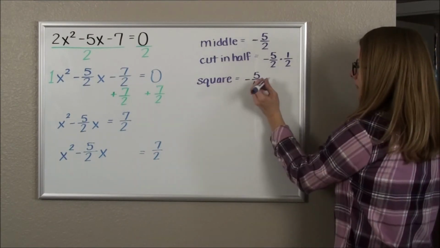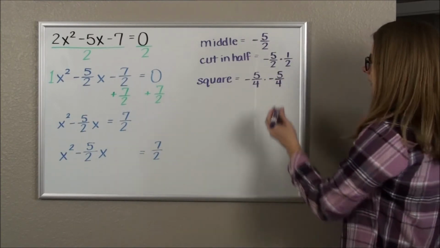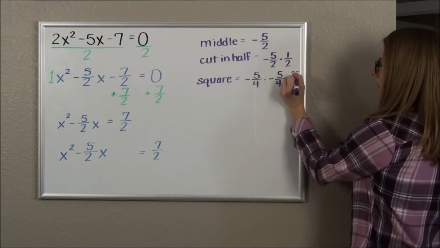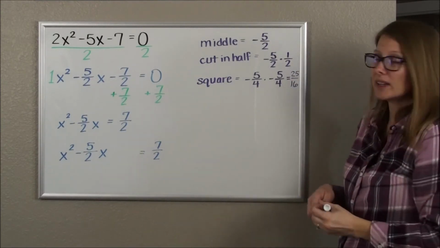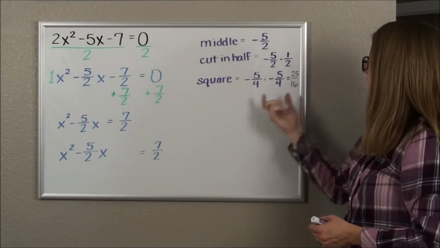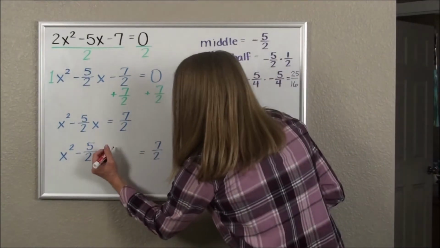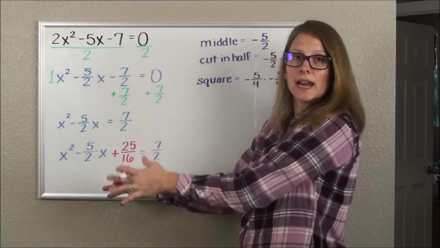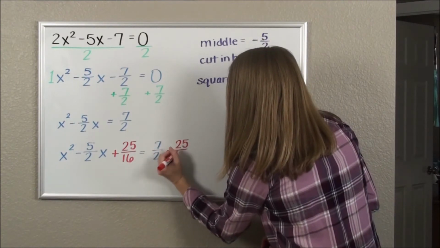If I square that, it means multiply it by itself. So negative 5/4 times negative 5/4, that's going to give me negative times negative is positive. 5 times 5 is 25. On bottom, 4 times 4 is 16. So it took a while to get there. You take your middle number. To cut it in half means to multiply it by a half, and then take that number times itself. We're getting 25 over 16 as our magic number. That's what we're going to add to the left to create a perfect square, but we're also going to add that to the right to maintain the balance.